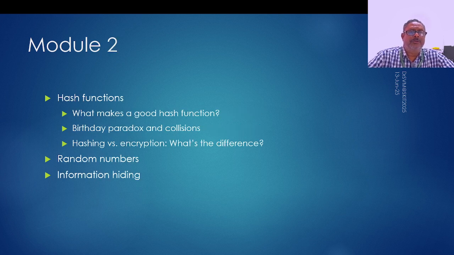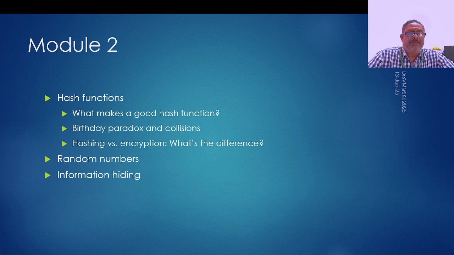Getting to module 2, we make use of hash functions. Hash functions play a major role in cryptography. So we try to understand what hash functions are and what type of hash function makes a good one for our purpose, and to understand the limitations of hash functions, and beyond that the collisions created by hash functions. For that, we try to understand through an example, the birthday paradox.